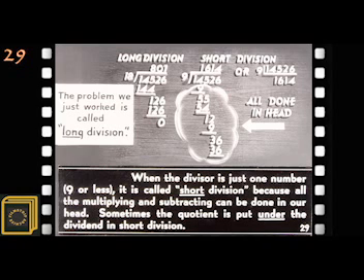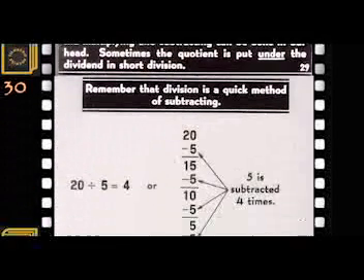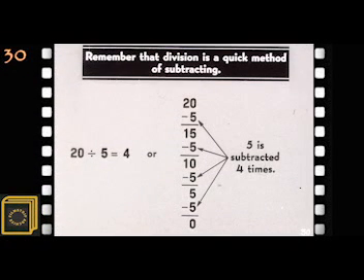When the divisor is just one number, 9 or less, it is called short division, because all the multiplying and subtracting can be done in our head. Sometimes the quotient is put under the dividend in short division. Remember that division is a quick method of subtracting. 20 divided by 5 equals 4, or 5 is subtracted 4 times from 20.